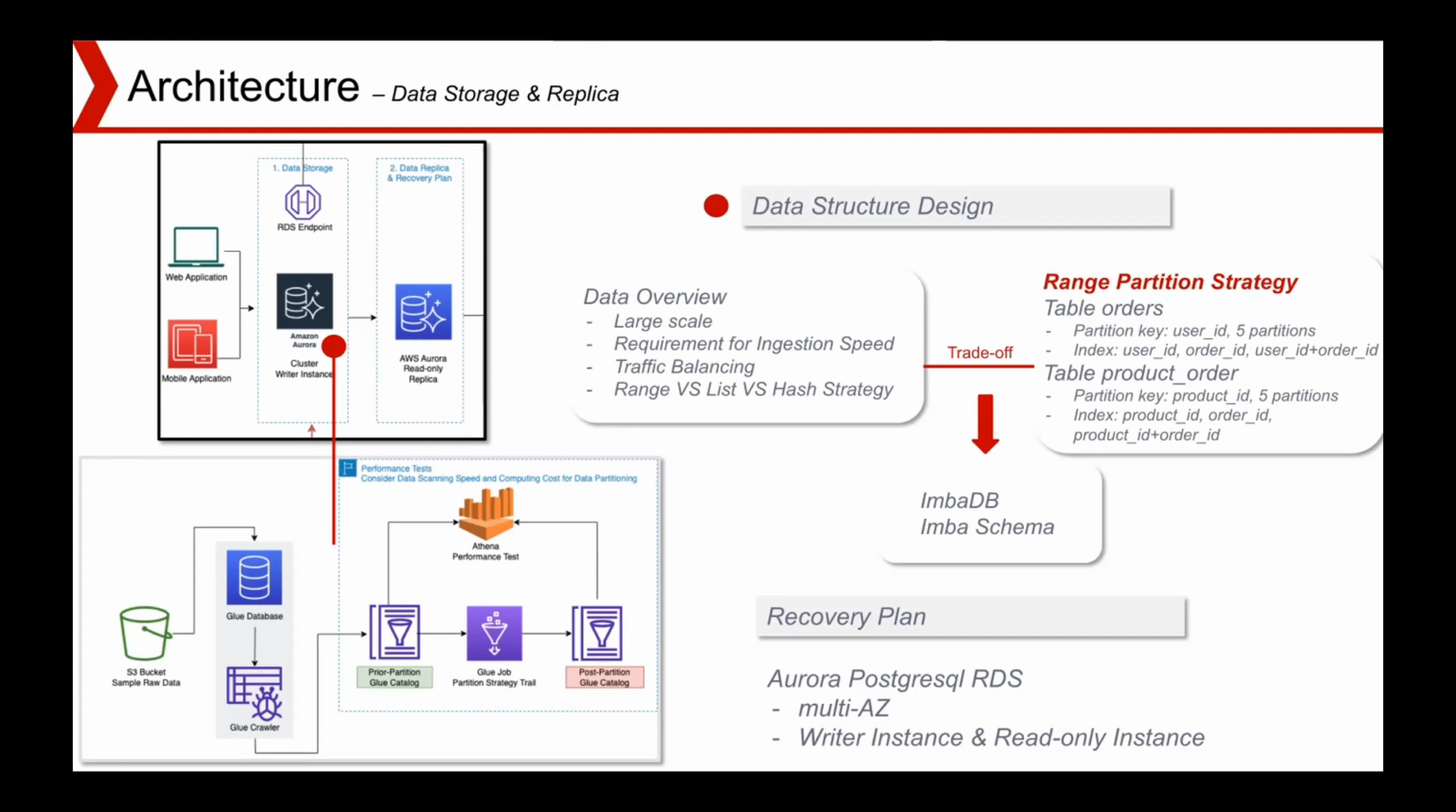And also we can see that its performance comes to a more balanced mode compared to other partition strategies. We also choose user ID, order ID, and user ID plus order ID as our index. For the order product table, we choose product ID as our partition key and divide it into 5 partitions, because it comes from the data balancing and data skewness test.